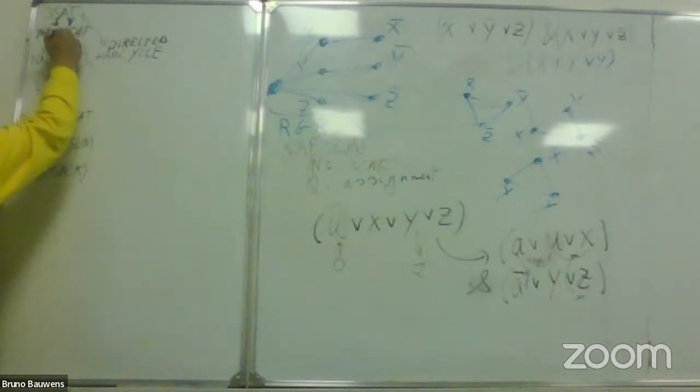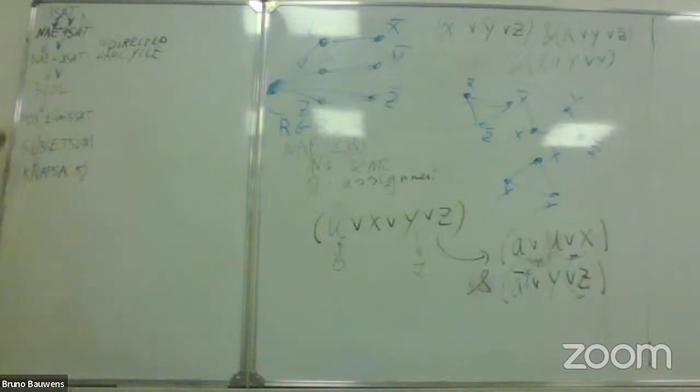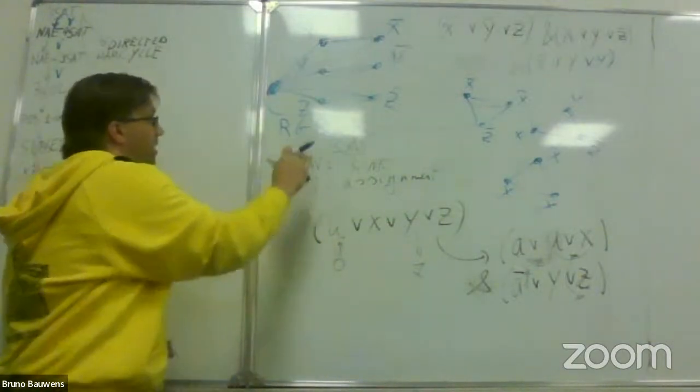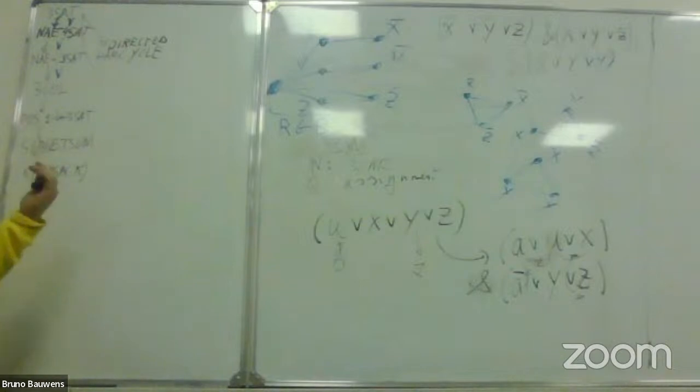Okay, we have done this. And now the next problem is called positive 1-in-3 SAT. Here, the task is that in every clause there should be exactly one variable that's true. And moreover, we cannot use negations.